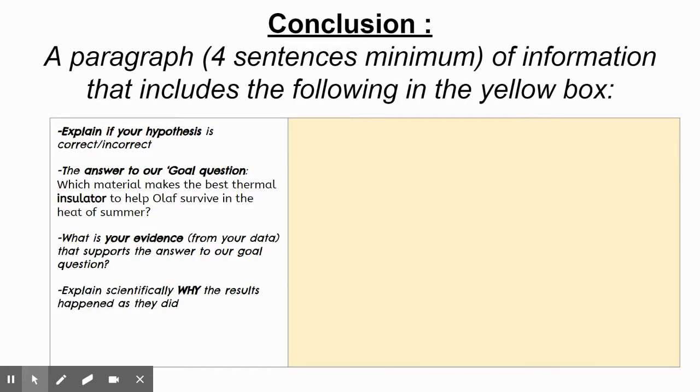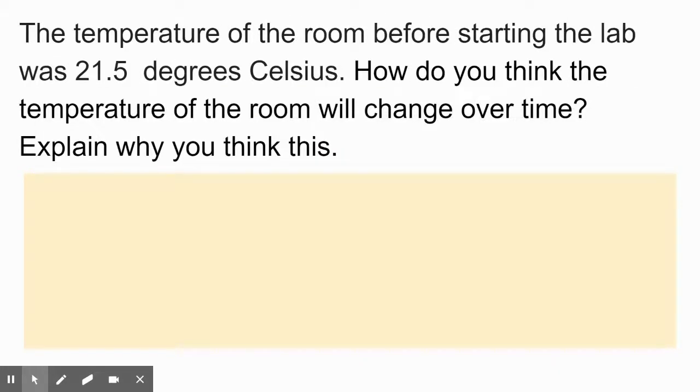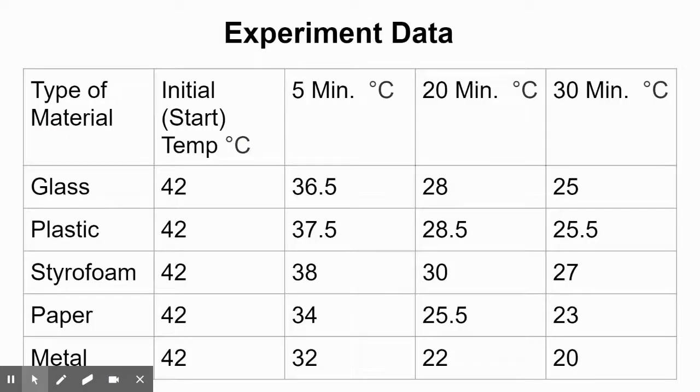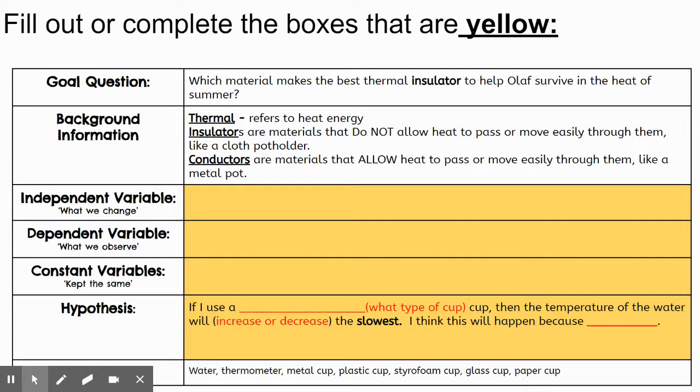Your next bit is the conclusion. So you just simply need to answer these 4 sentences and put them all together. You'll have a paragraph. Your first sentence should explain if your hypothesis is correct or incorrect. That is all the way back here.